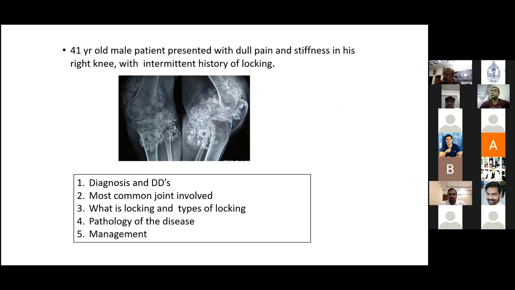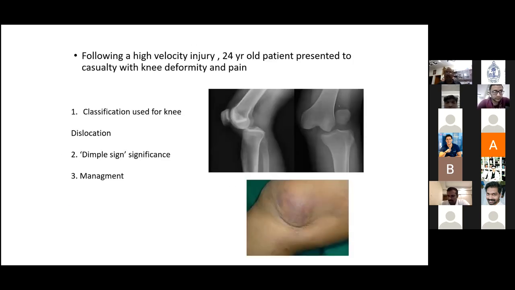What is pseudo locking? There, the knee gets locked at different angles each time. Here the knee will be locked, you cannot do an extension or flexion, and it will get locked at that particular position for that particular time. When will you get that? In loose bodies.